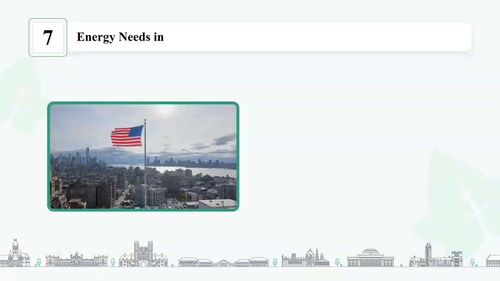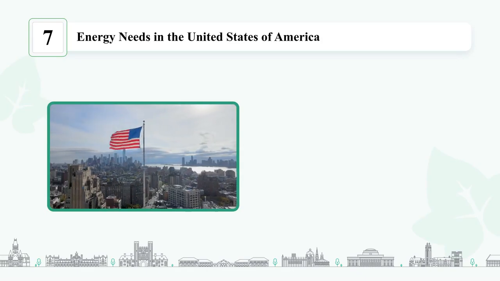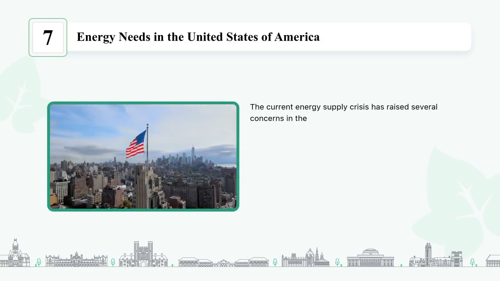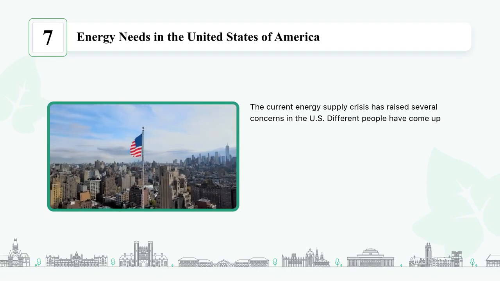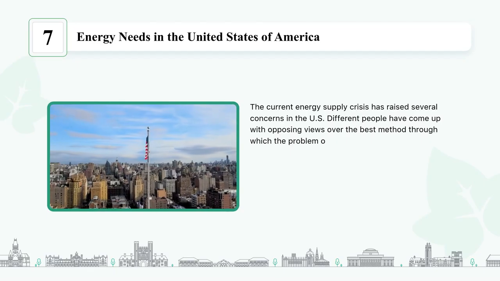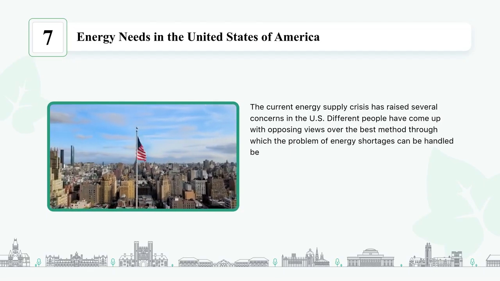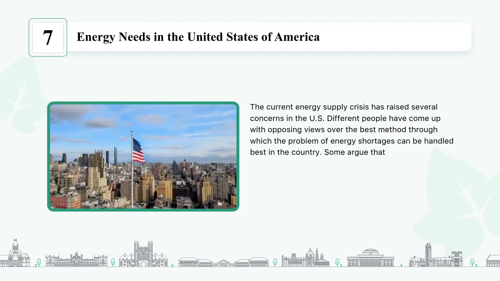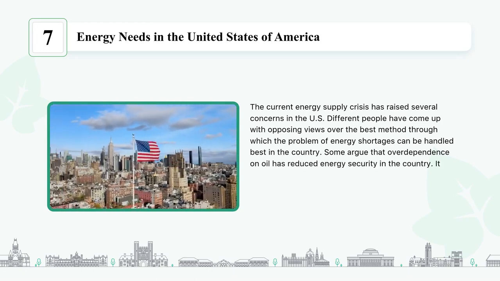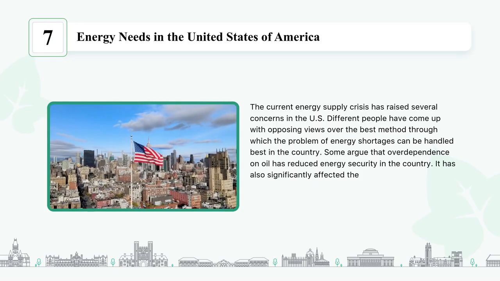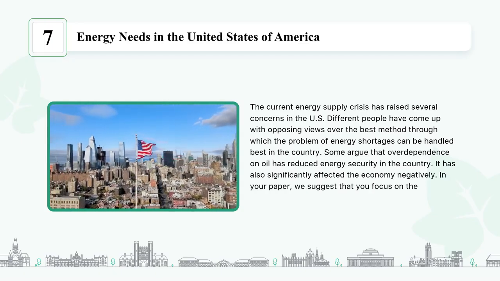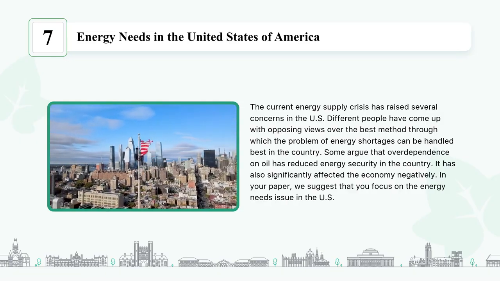Energy needs in the United States of America. The current energy supply crisis has raised several concerns in the U.S. Different people have come up with opposing views over the best method through which the problem of energy shortages can be handled best in the country. Some argue that overdependence on oil has reduced energy security in the country. It has also significantly affected the economy negatively. In your paper, we suggest that you focus on the energy needs issue in the U.S.